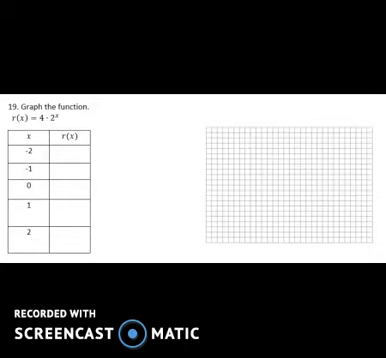All right, so for our next question, we want to graph the function 4 times 2 to the x power. And what we need to do is plug in x to find out what the y value is. I'm going to start off with 2. Plug in 2. That gives us 4 times 2 to the second power, which gives us 4 times 4, which is a 16.